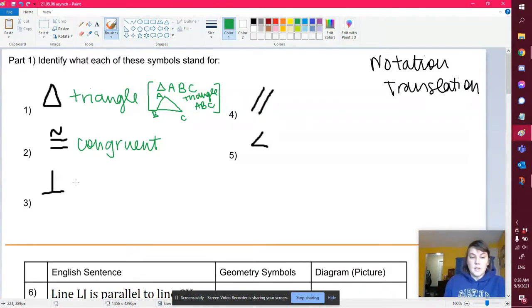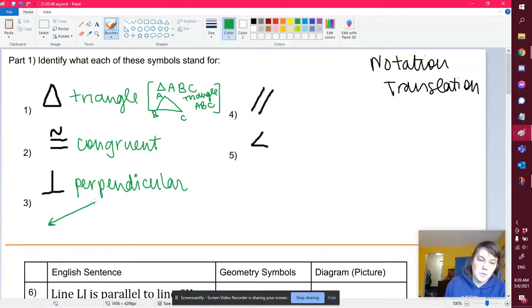Number 3, this symbol means something is perpendicular. I'm very bad at spelling, y'all. The picture for perpendicular is when there's 2 lines or 2 line segments and they meet at a 90-degree angle, a right angle, right? This is like the corner of a square, the corner of an L. It can either be line segments, rays, or lines, but it just means it meets at a 90-degree angle.